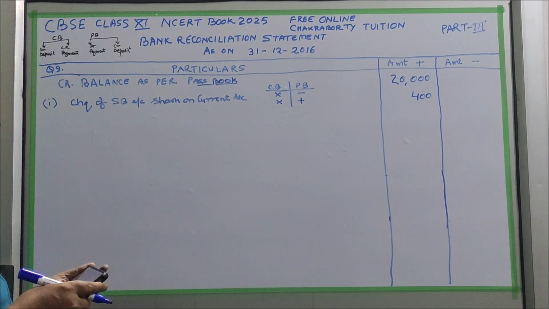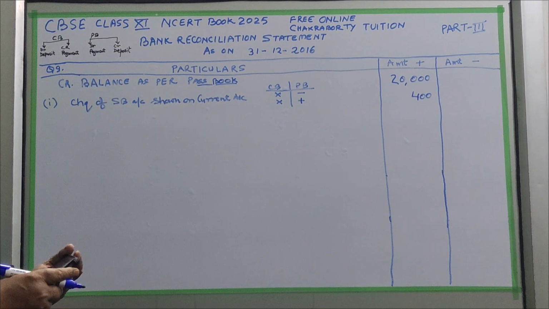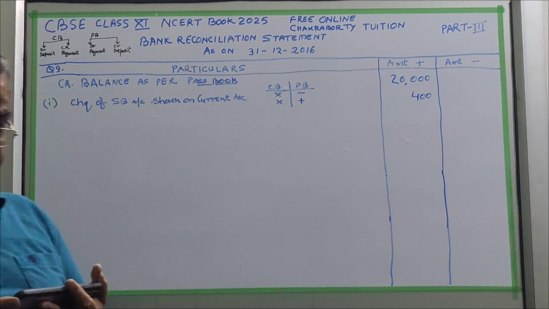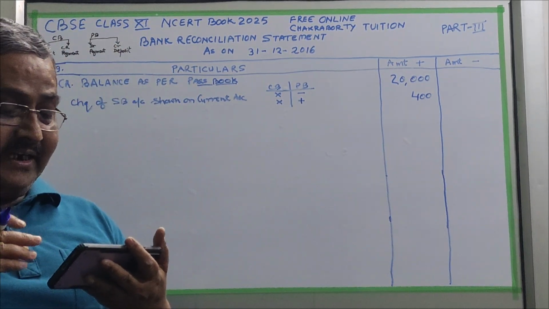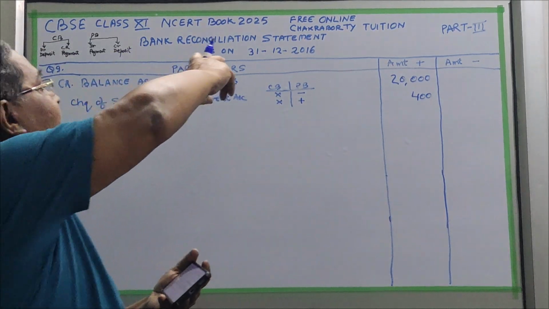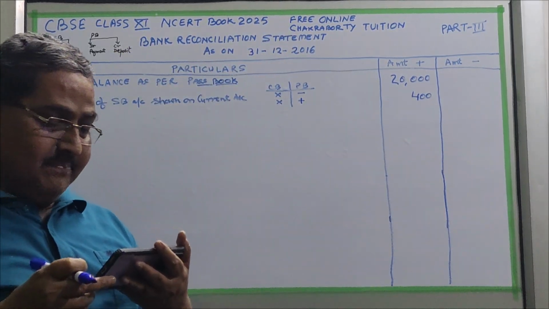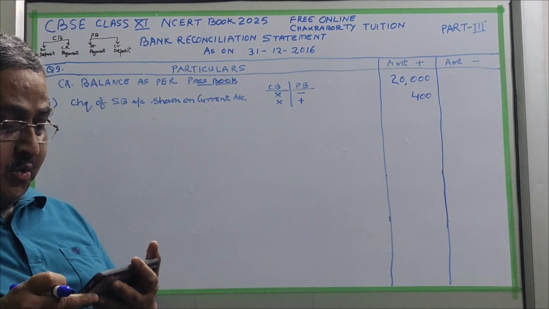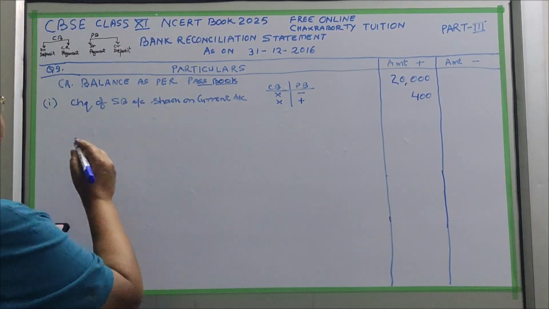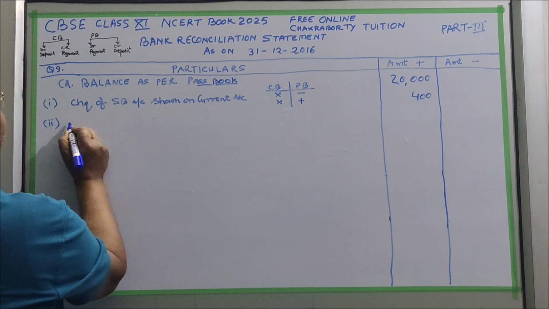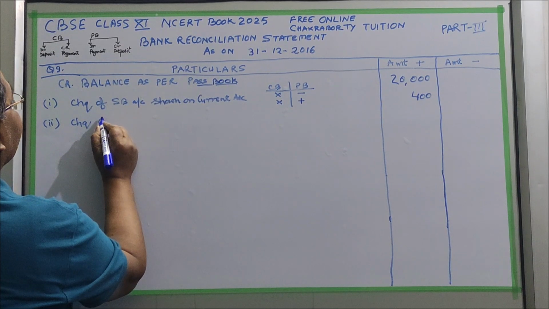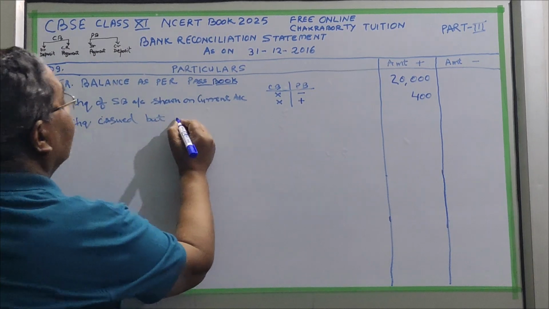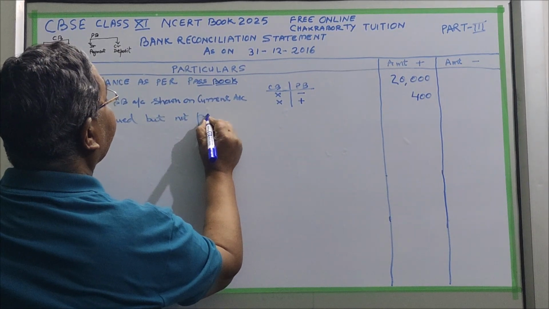This is the next entry. He issued 2 checks of 300 and 500 on December 25, but only the first check was presented for payment. It means 300 was paid within this date, so there is no problem. Both have done the same thing. The problem is the second check of 500: check issued but not presented.